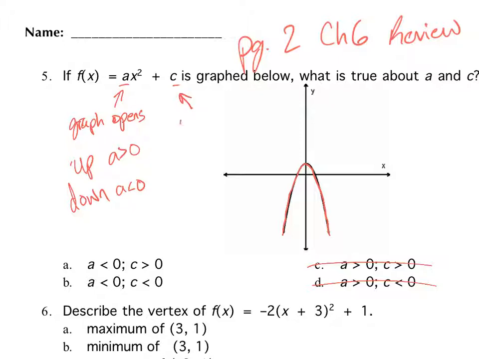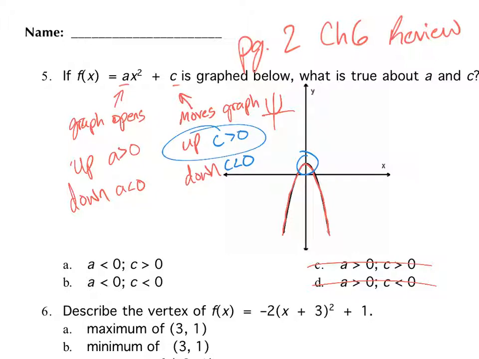C moves the graph up or down. Normal parabolas have their vertex at the origin. So my vertex on this parabola is right here. That's above the origin. That means it's moved up. C is positive when it's moved up and negative when it's moved down. So since this has been moved up, it should be positive with a negative A, and that makes my answer A.